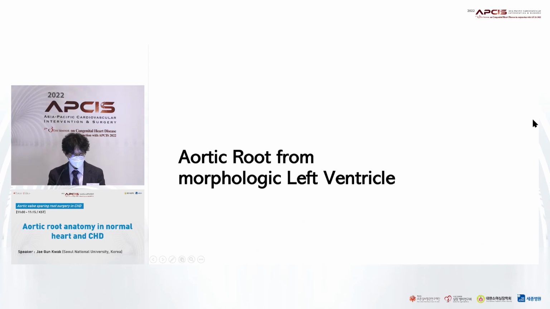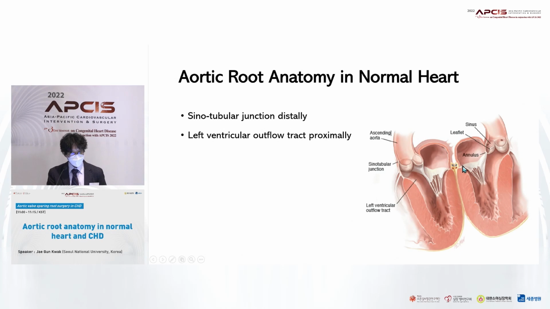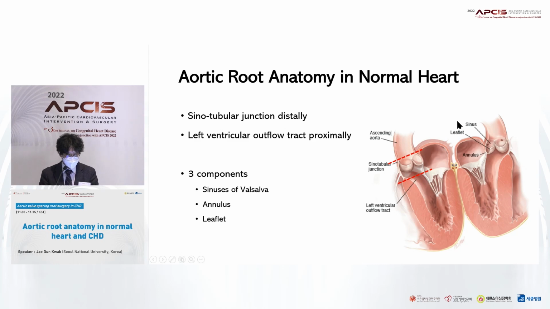The first part is the aortic root from the morphologic left ventricle, 100%, namely in normal heart. So the aortic root is placed between the pulmonary root anteriorly and the mitral and tricuspid valves posteriorly. And the fibroskeleton is placed between the aortic valve and the atrioventricular valves. And we call the aortic root from the left ventricular outflow tract proximally to the sino-tubular junction distally. And it has three components: sinuses of Valsalva, annulus, and leaflets.